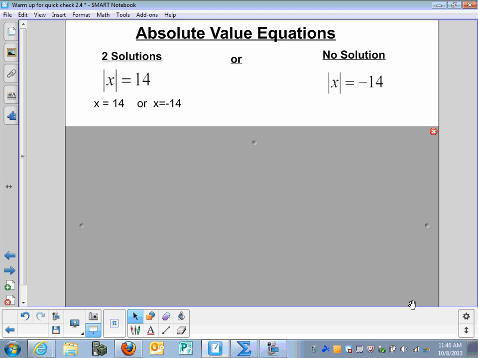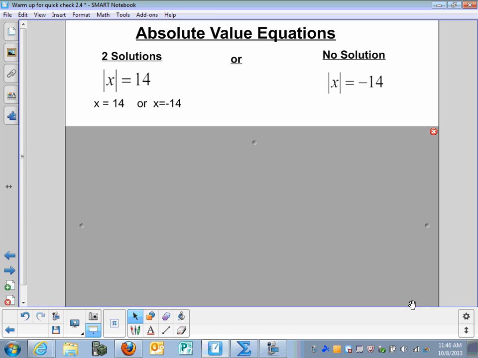Absolute value equations. When we solve absolute value equations, we will end up having two solutions or no solution. The absolute value of x is equal to 14. X can be a positive 14 or a negative 14. So therefore, we'd have two solutions.